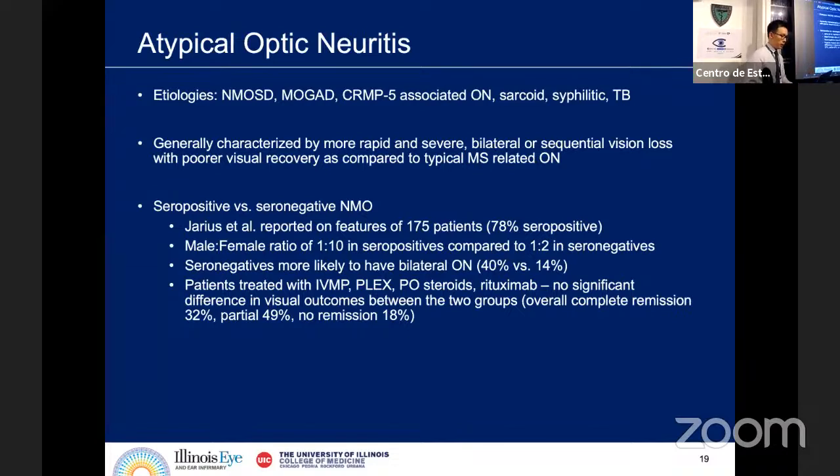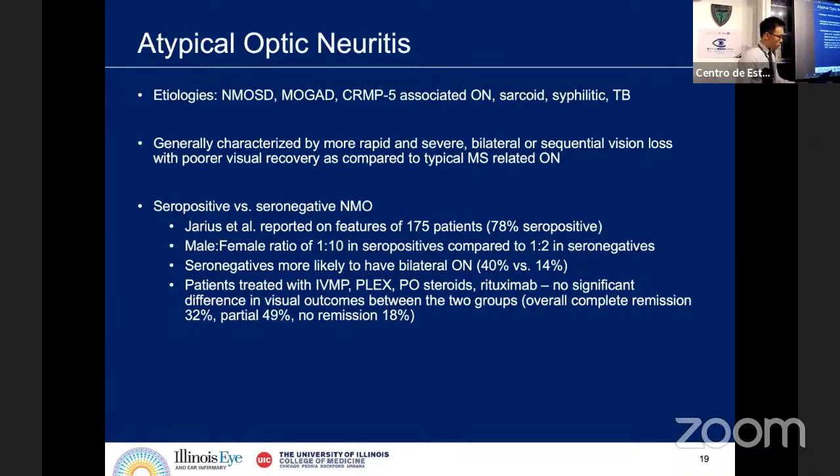Just like as I described in our patient, it's generally characterized by more rapid and severe bilateral or sequential onset vision loss. And oftentimes the prognosis is poor and the visual recovery is poor relative to a typical optic neuritis, which is generally associated with multiple sclerosis.